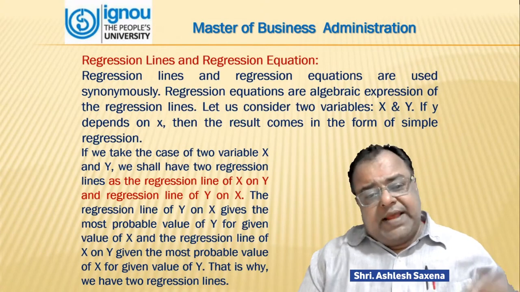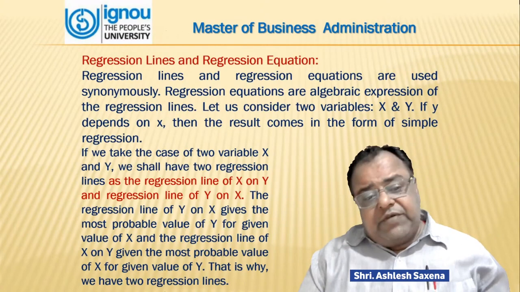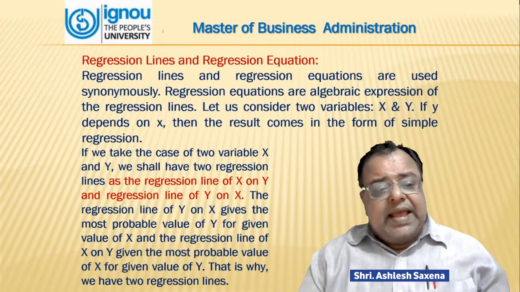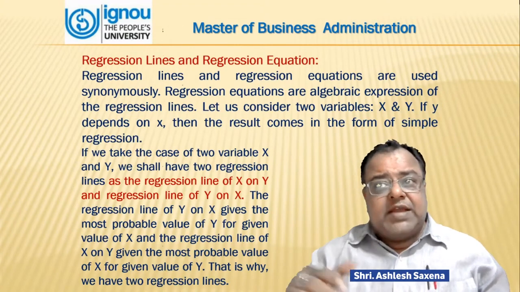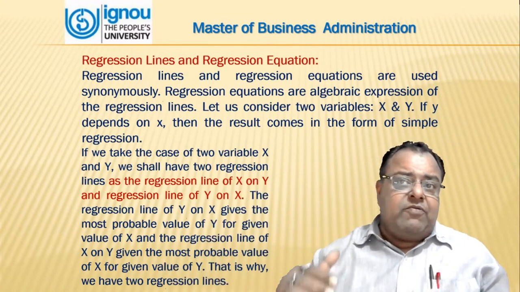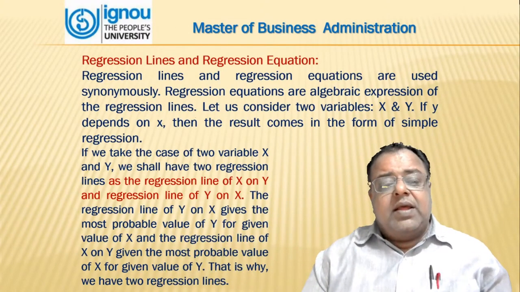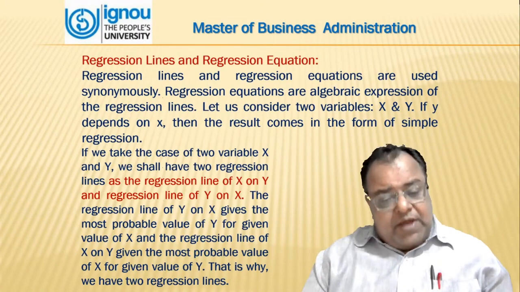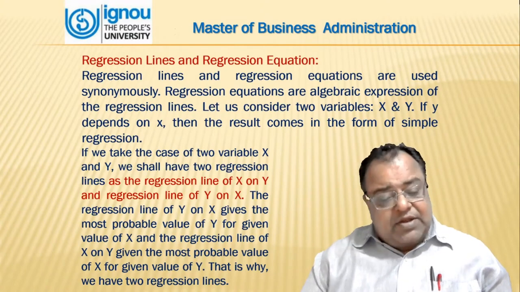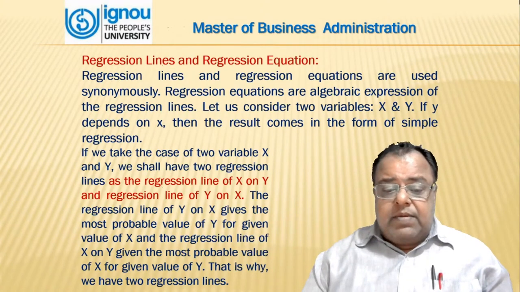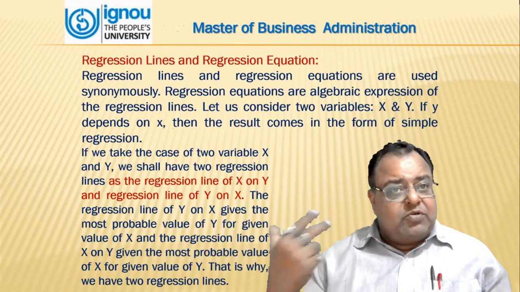If y depends on x, then the result comes in the form of a simple regression. If we take the case of two variables, x and y, we shall have two regression lines: the regression line of x on y and the regression line of y on x. The regression line of y on x gives the most probable value of y for a given value of x, and the regression line of x on y gives the most probable value of x for a given value of y. That is why we have two regression lines.